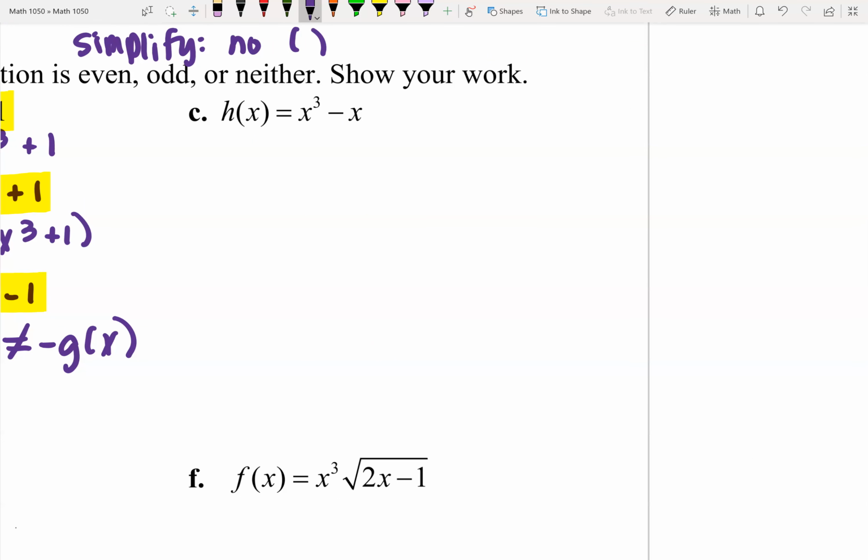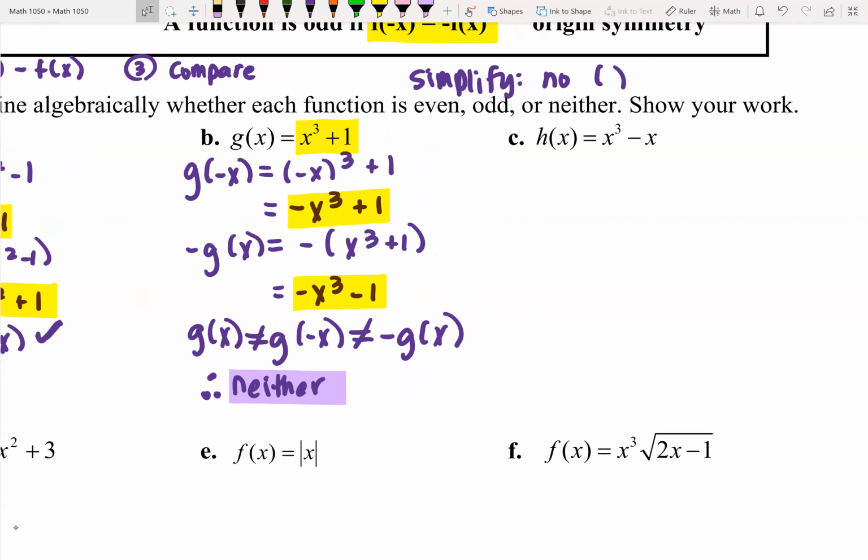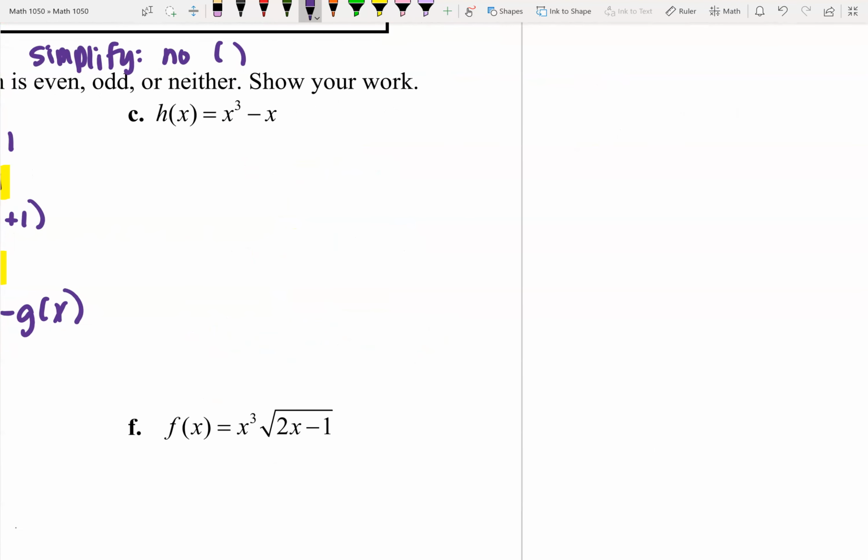Okay, let's do another one. Question C. First thing you have to do, I'll wait for just a sec. Some of you guys are still writing. If I go too fast, tell me, okay? Okay, so question C, find h of negative x. In parentheses, negative x to the third minus, in parentheses, negative x. That is not simplified. A negative to an odd is a negative, and you have an x to the third, and then a negative times a negative is a positive. Let's do the next one.